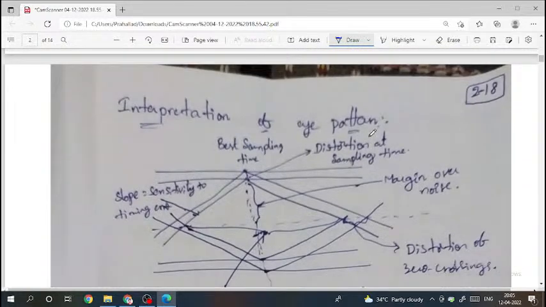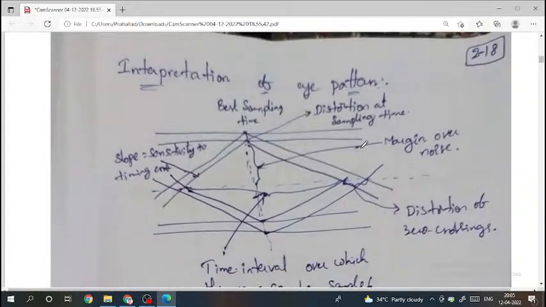Okay, so interpretation of eye pattern. What is the width of the eye? What is the slope of the eye? What is the height of the eye? How can we indicate these? So interpretation of eye pattern is very important for 6 marks, guys.